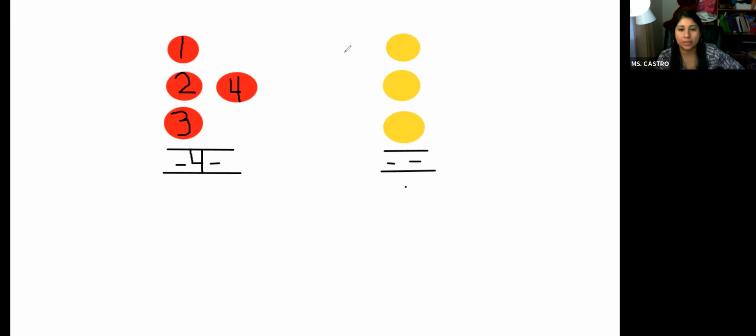All right, next we're gonna count the yellow and we're gonna label the yellow counters with the numbers. So 1, 2, 3. And I'm stopping at 3 because I finished labeling all of the yellow counters. So the number that I write on the line is gonna be the number 3.